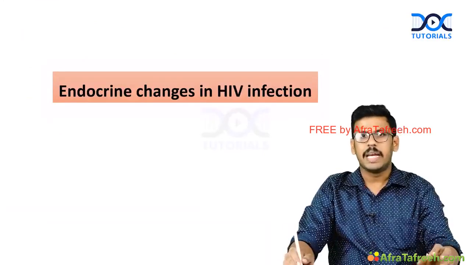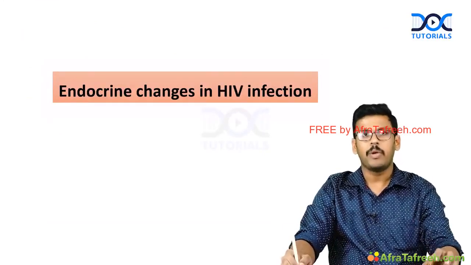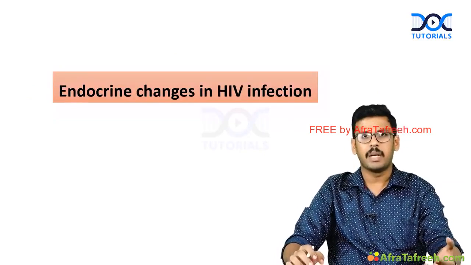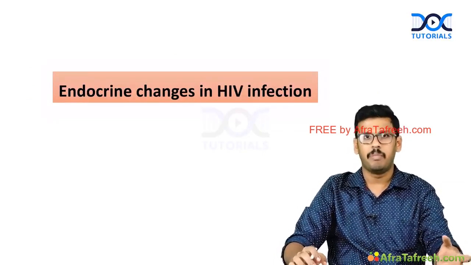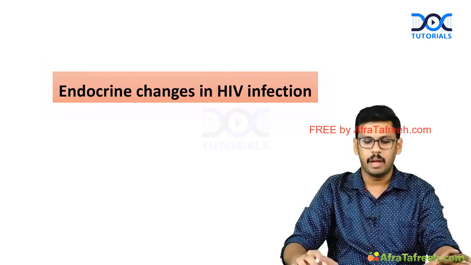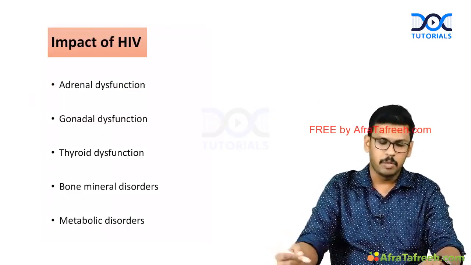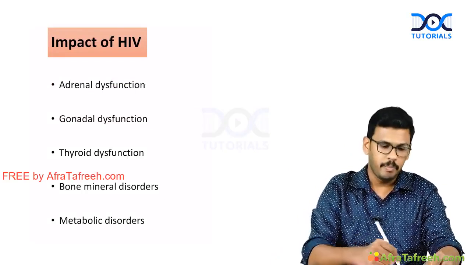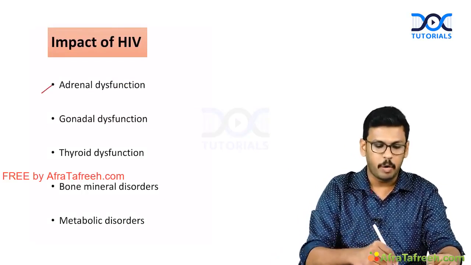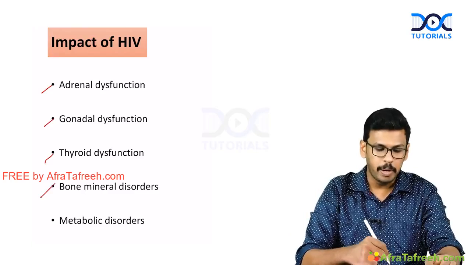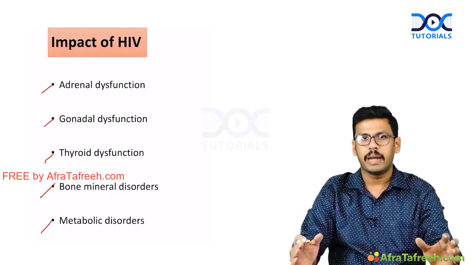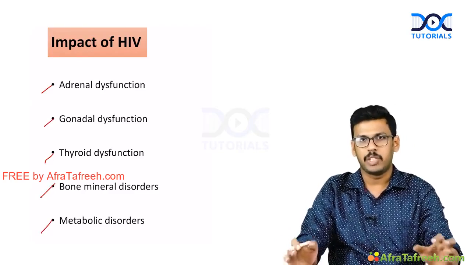So now we'll discuss a short topic, that is the endocrine changes occurring in HIV infection. You can expect probably one question from this area in the INISS exam. The endocrine involvement in a patient with HIV infection can be in the adrenal function, gonads, thyroid, bone mineral and metabolic disorders. In fact, all the endocrine functions can get altered in a patient with HIV infection.